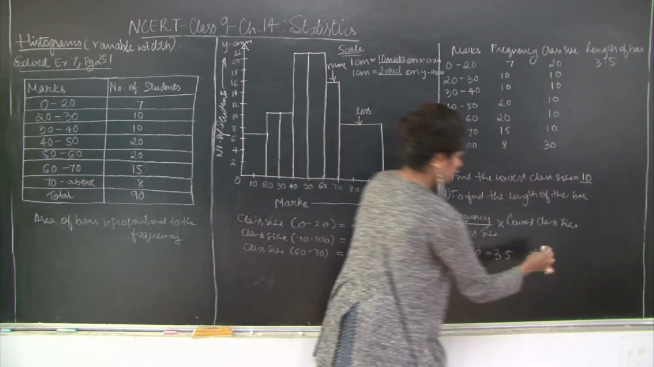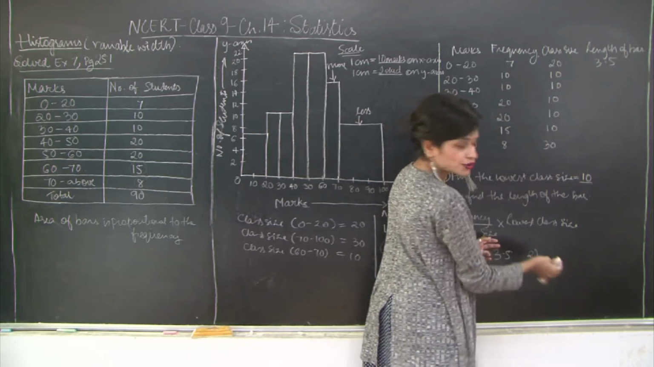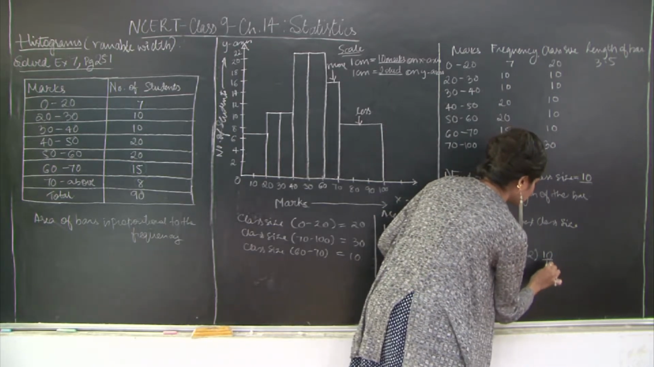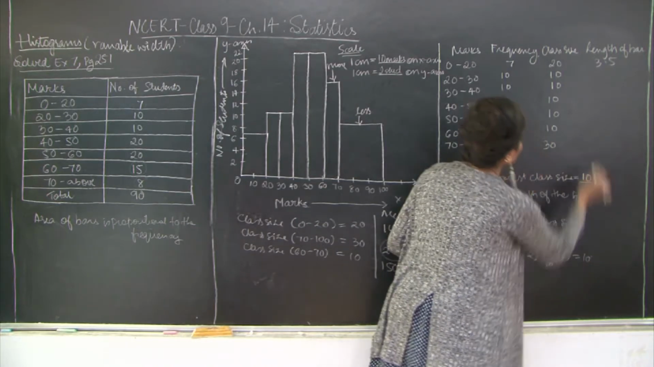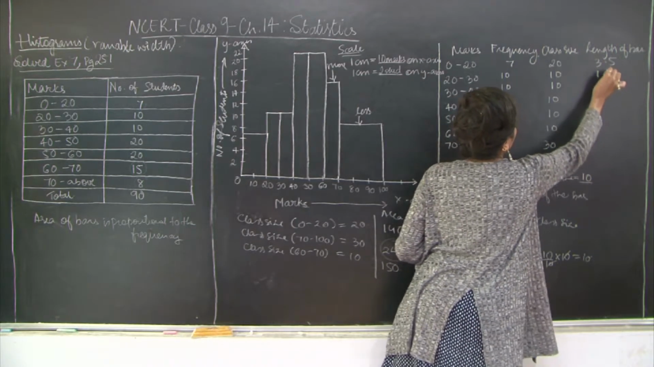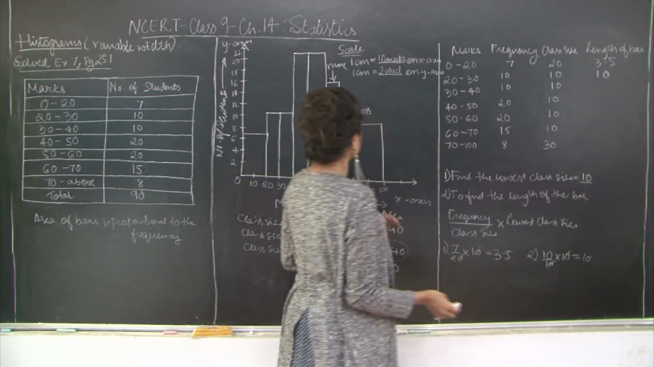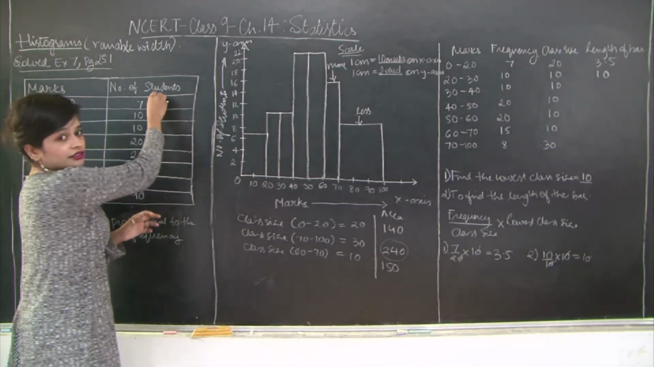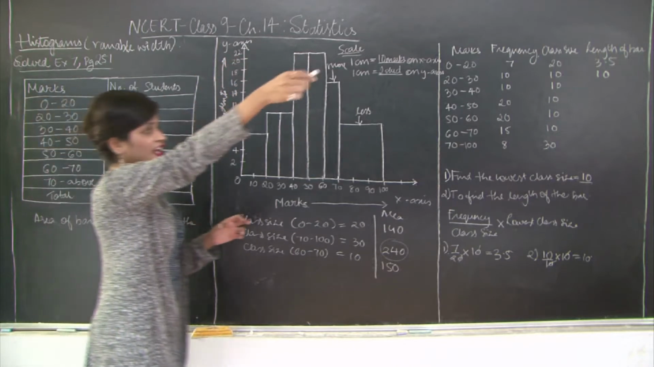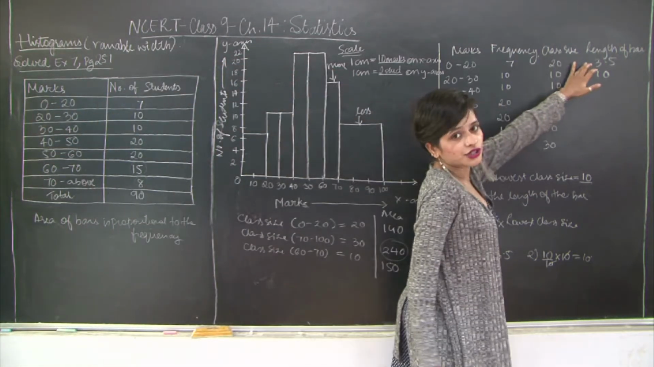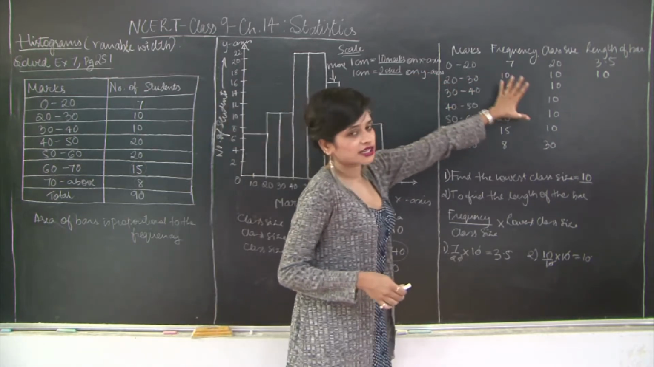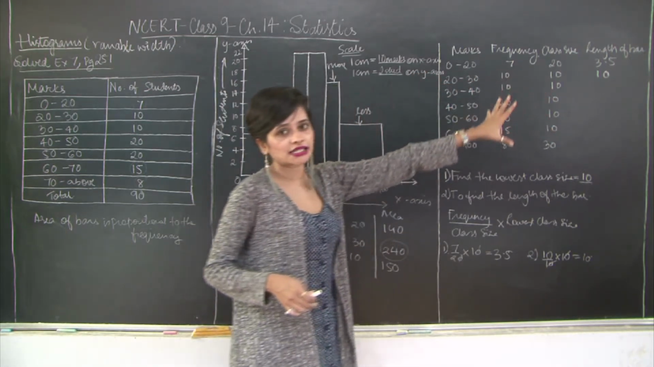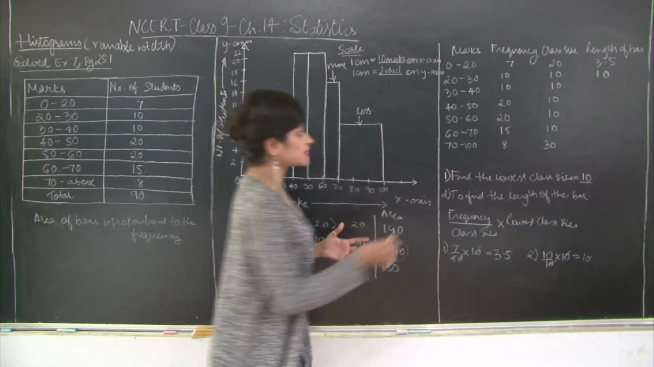it would be 10 upon 10 into 10, which is obviously 10. So here the length of the bar is going to be 10. Do you notice here the length of the bar was 7, but now the length of the bar out here has reduced to its 50%. Why? Because now we are taking into account the lowest class size or class width. Let's proceed with the third one.